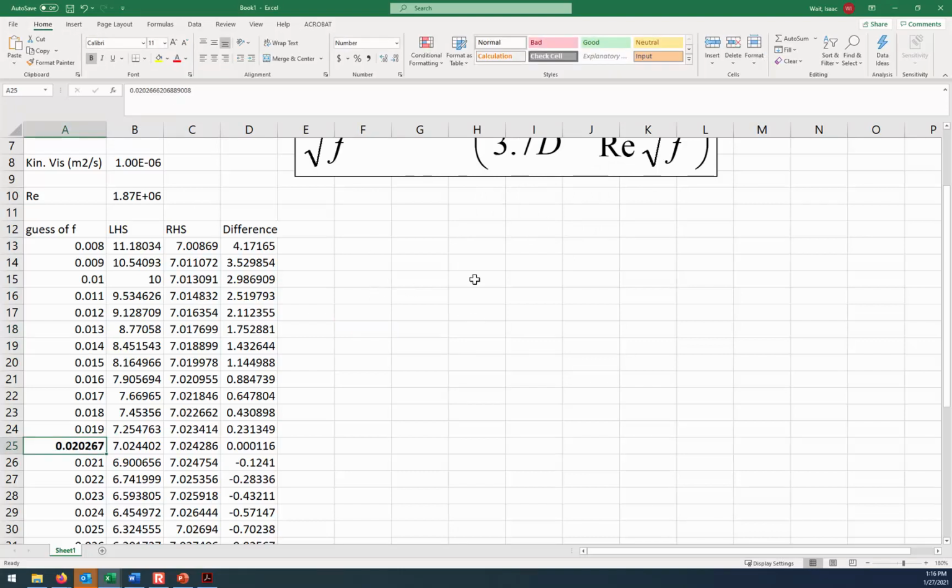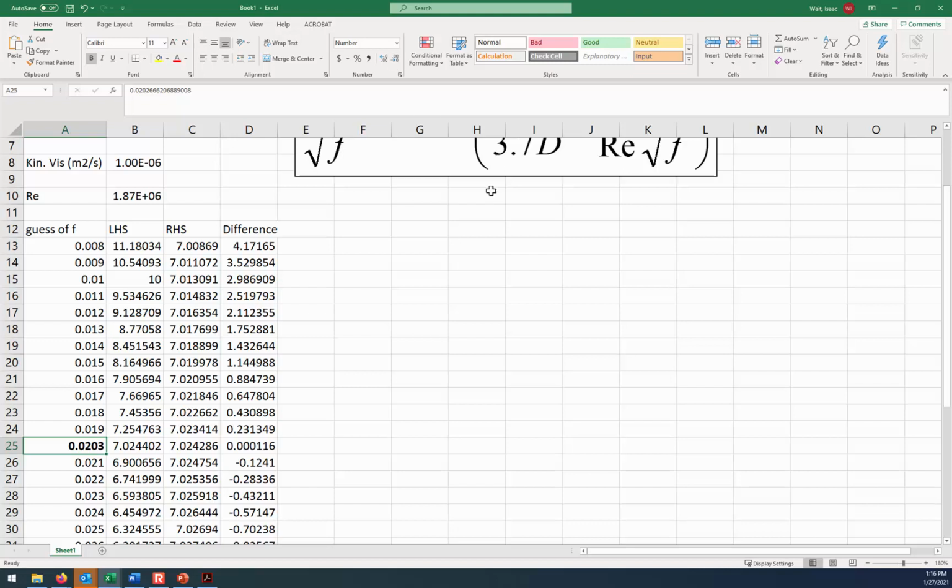So here is our Colebrook derived f value. Now that's more precision than we need. Like if we're solving some problem, 0.0203, that's plenty of precision right there.